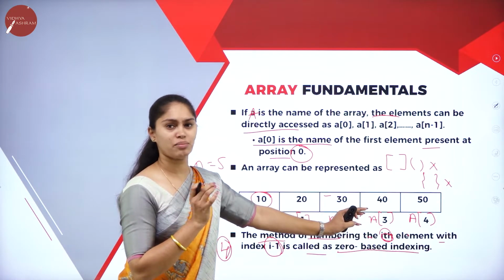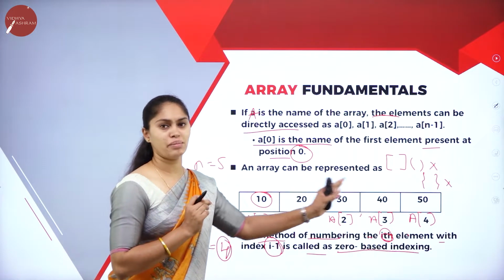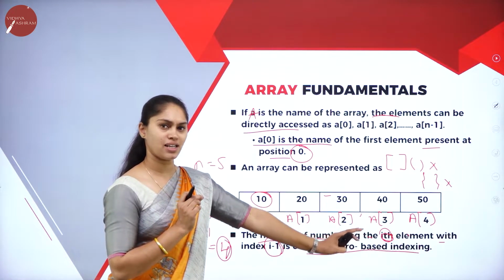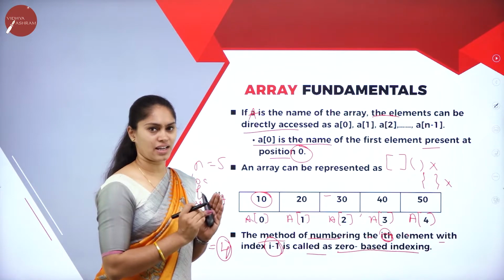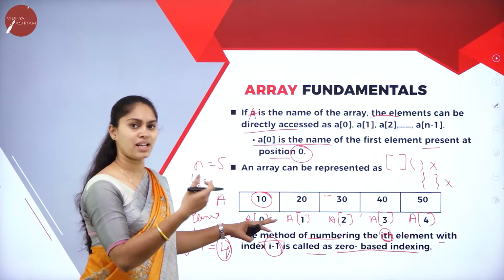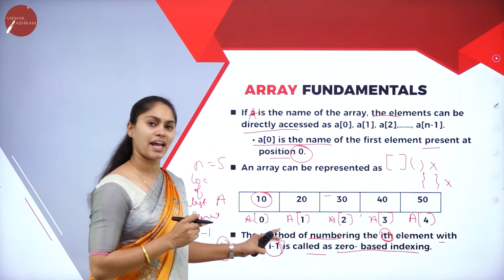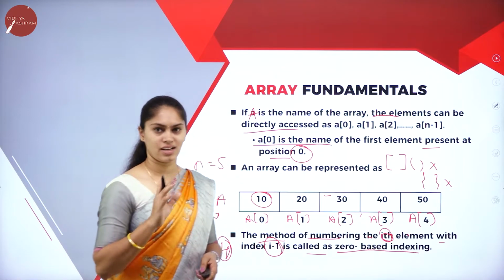What is the total number of elements of an array? That number minus 1 will be the index of the last element of an array. That returns the position or location of the last element of an array. So that process of numbering the ith elements with the help of this index i minus 1 will be termed as what? 0 based indexing.